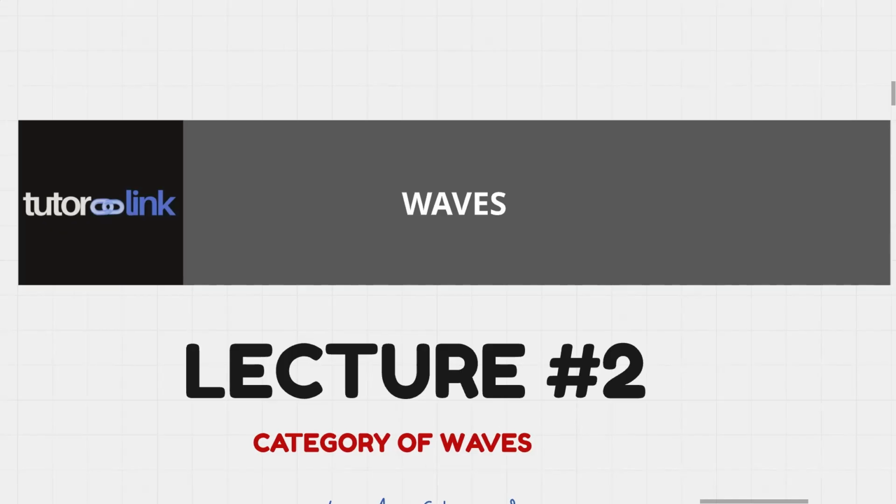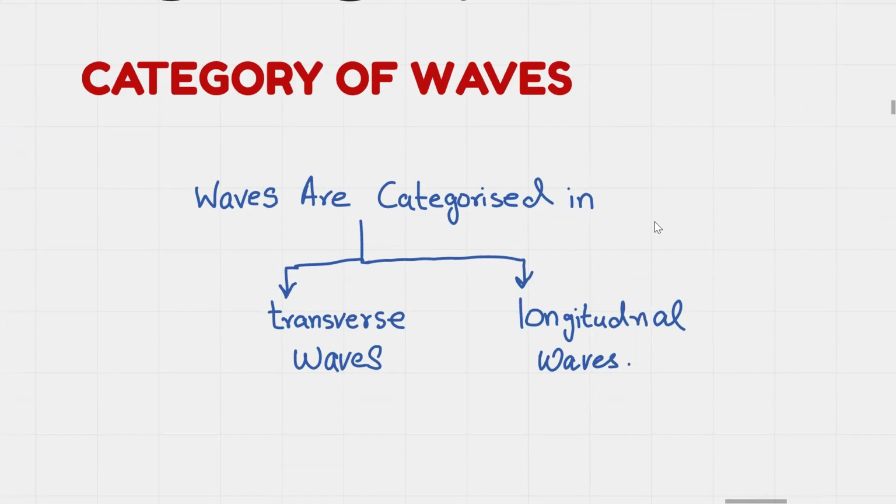Today we're going to do the categories of waves. As you guys know, waves are categorized in two different ways. One is the transverse waves, and the other is called the longitudinal waves. So let's proceed to what transverse and longitudinal waves are.